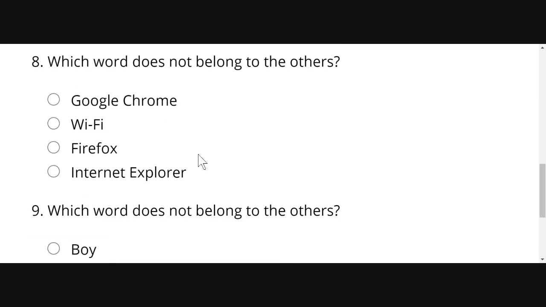All right, so which word does not belong to the others? You have Google Chrome, you have Wi-Fi, you have Firefox, you have Internet Explorer. Which one doesn't belong? Google Chrome, Wi-Fi, Firefox, Internet Explorer. Question number 8. All right, okay, so everybody's saying Wi-Fi so far. A whole bunch of Wi-Fi, I'm going to go with that.